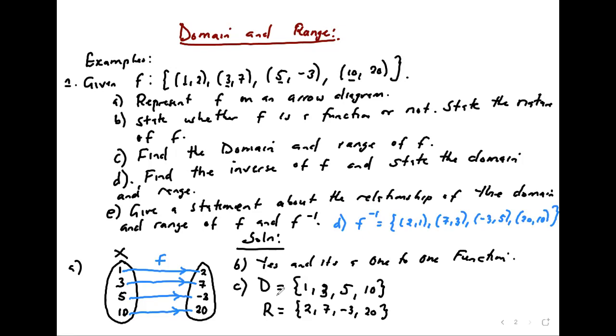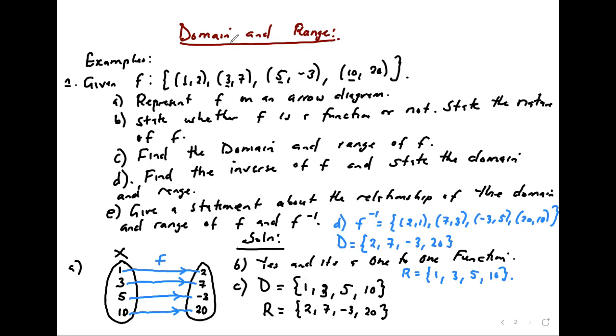So that's how we use this in other types of functions. And state domain and range. Okay. What's the domain of this? Let's see. What's the domain of the inverse? The first numbers form the domain. So 2, 7, -3, 20. What's the range? Just the entries from the domain of f. So 1, 3, 5, 10. These numbers.